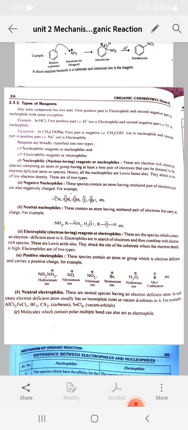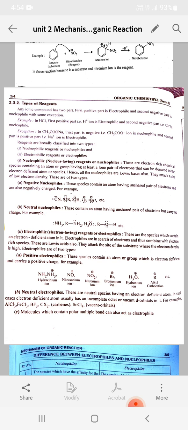Neutral electrophiles are neutral species having an electron-deficient atom. In such cases, the electron-deficient atom usually has an incomplete octet or vacant d orbital in it. For example, AlCl3, FeCl3, BF3, carbenes, SnCl4. Molecules which contain a polar multiple bond can also act as an electrophile.